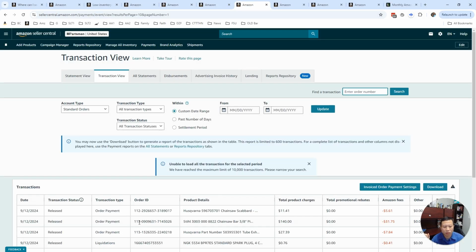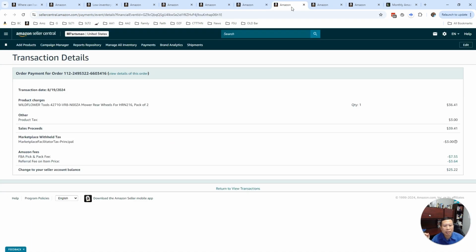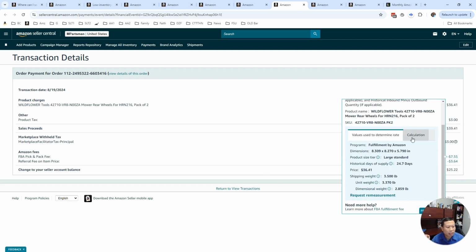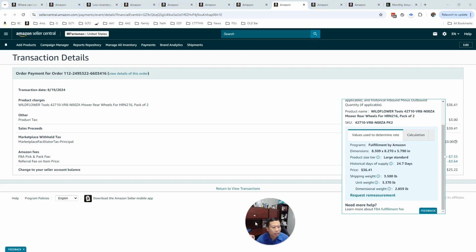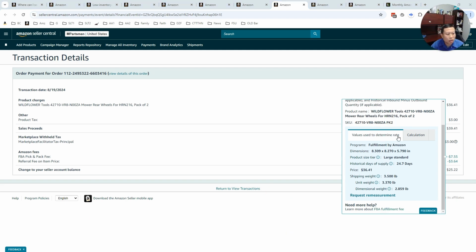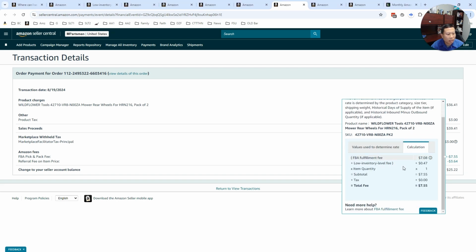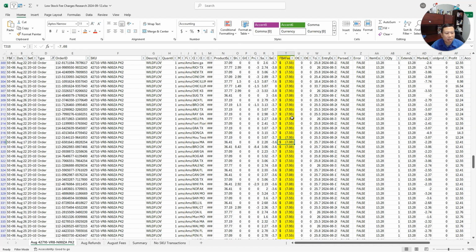So I went to transaction view, I looked at the order ID, and then I went to the order ID, and sure enough, the 755 shows up here for that particular SKU. If I click into it, it tells you the variables that were being used at the time to determine the rates. If you click on the calculation, you can see that they charged me 47 cents for a low inventory level fee. And if you look here, that's 755. Notice that number. That means that's that charge.